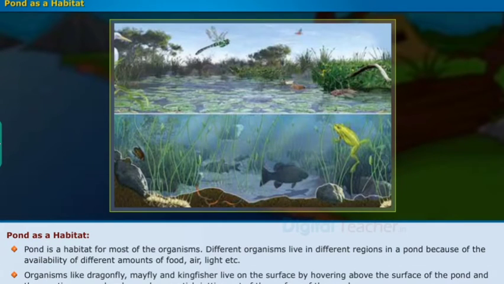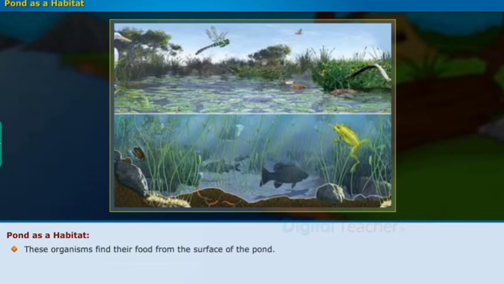Organisms like dragonfly, mayfly, and kingfisher live near the surface by hovering above the surface of the pond and then resting over a bamboo pole or a stick jutting out of the surface of the pond. These organisms find their food from the surface of the pond.